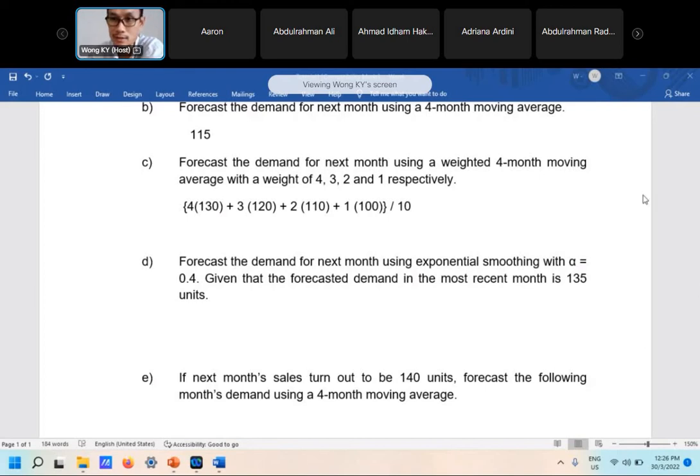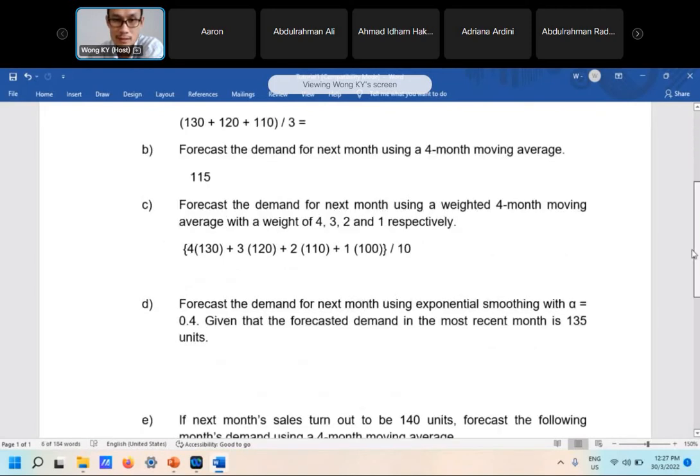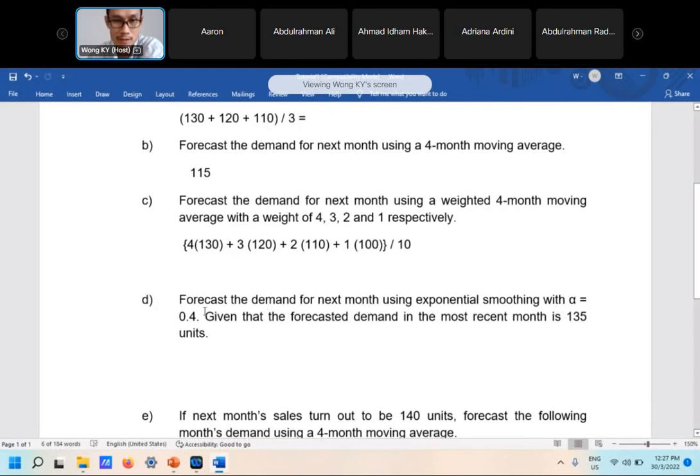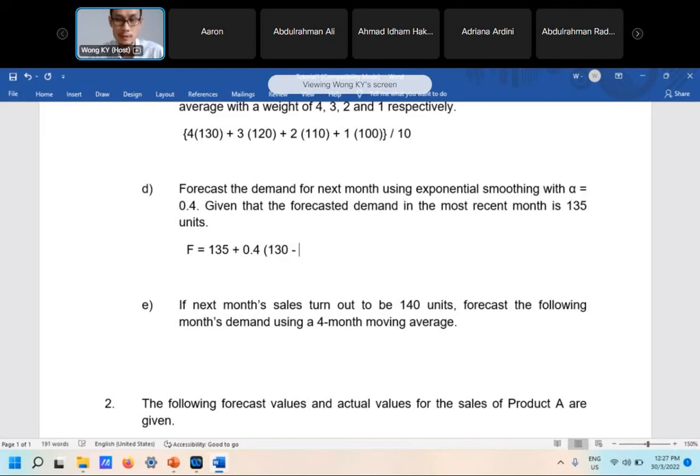Okay, so let's look at it. Remember, all these data given here are the actual sales data, actual demand. You have the forecast for the coming month, given alpha is 0.4, and given the forecast of the most previous month is 135. So the forecast of the coming month equals the forecast of the previous month, which is 135, plus alpha, which is 0.4, multiplied with the actual demand in the previous period. Actual demand in the previous period is 130, so 130 minus the forecast demand in the recent period, which is 135. So this should be the right answer.